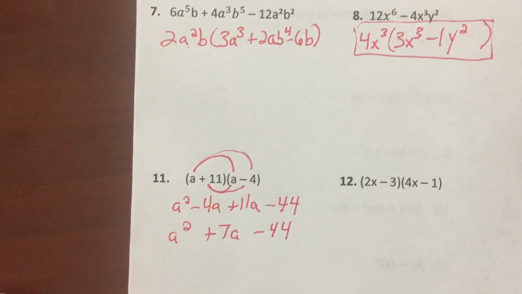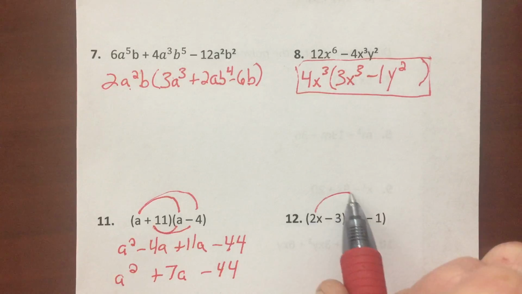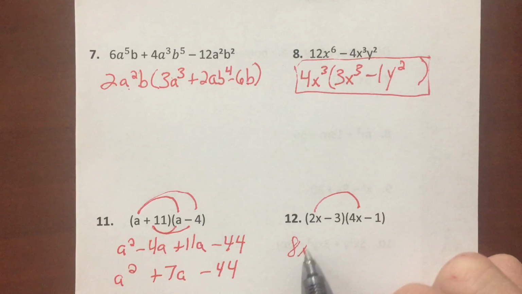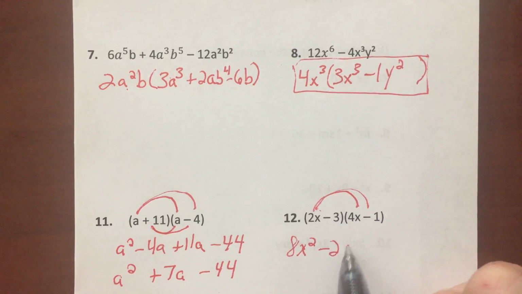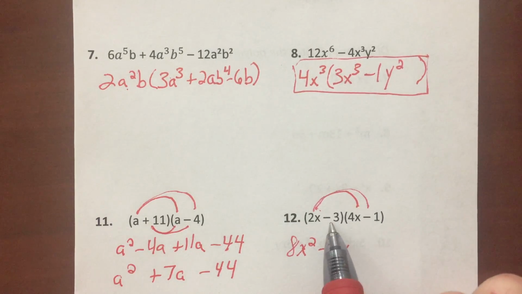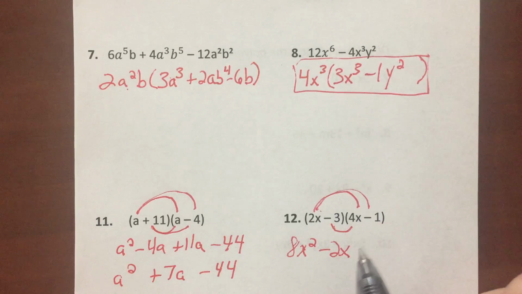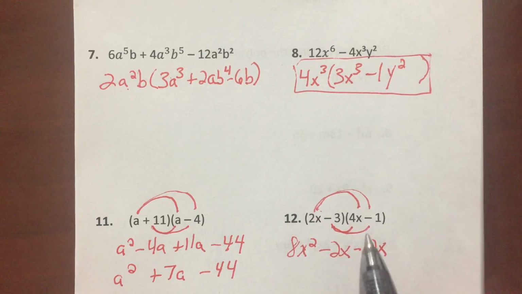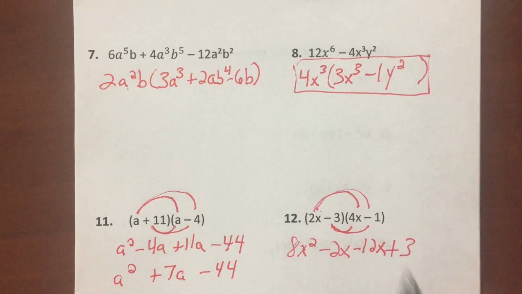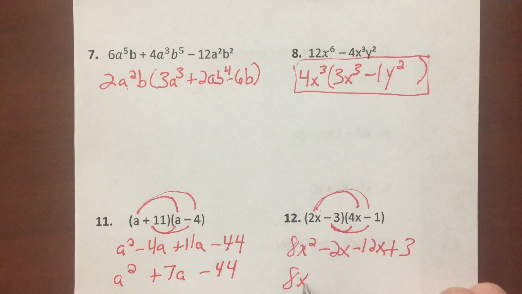Number 12, 2x times 4x would be 8x squared. 2x times a negative 1 is a negative 2x. Negative 3 times 4x is a negative 12x. Negative 3 times negative 1 is a positive 3. The 2 terms in the middle are like terms. They combine and they will give us negative 14x in the middle.